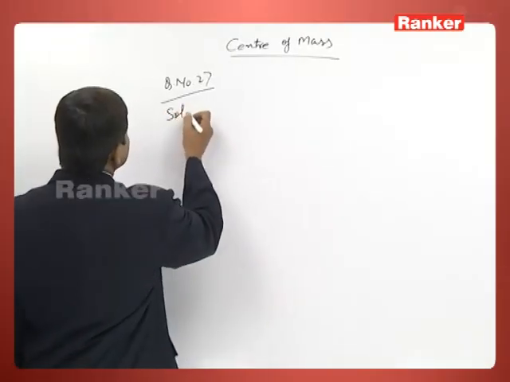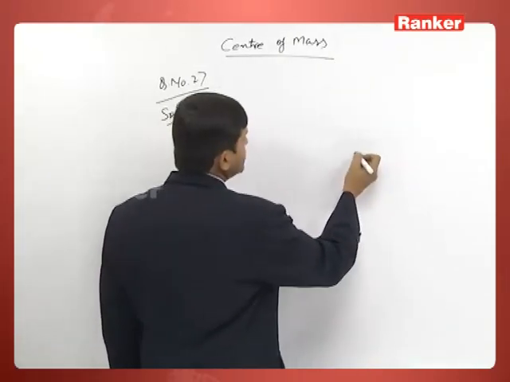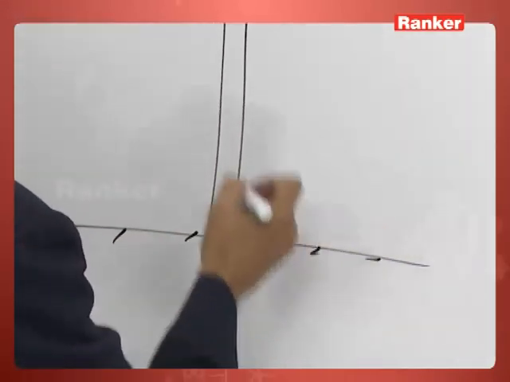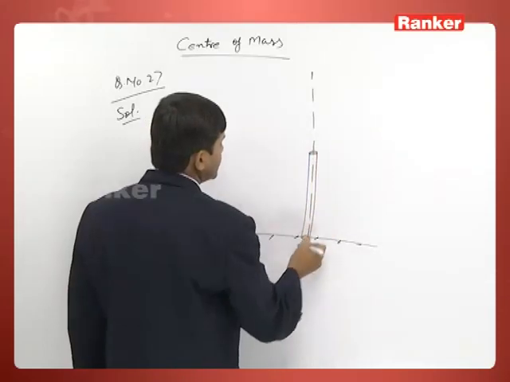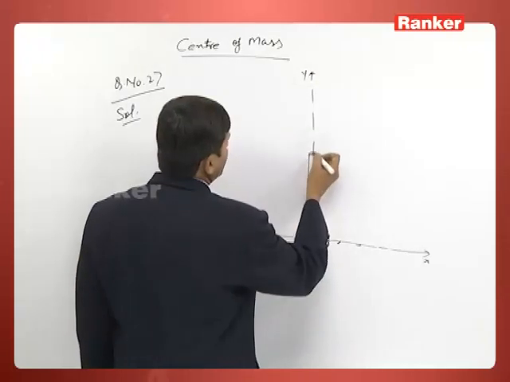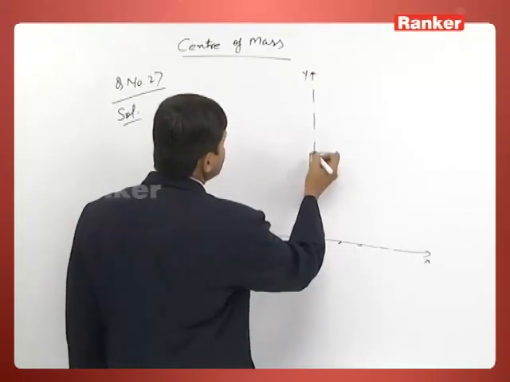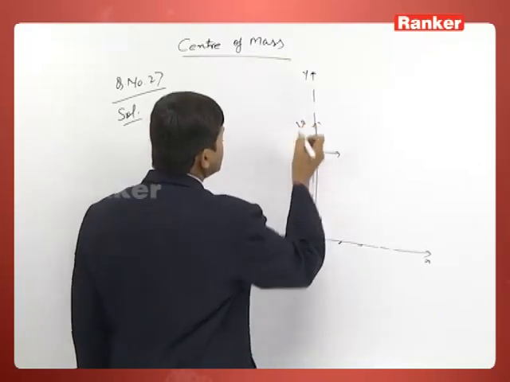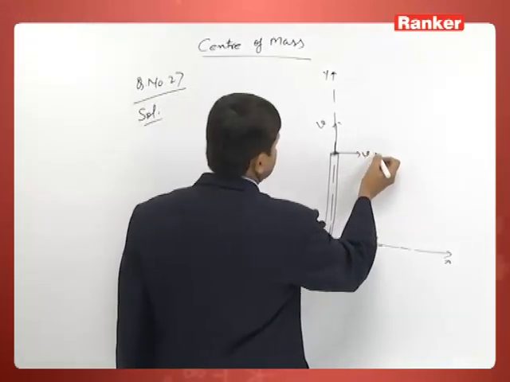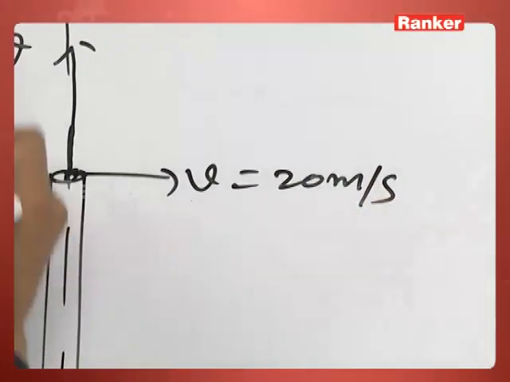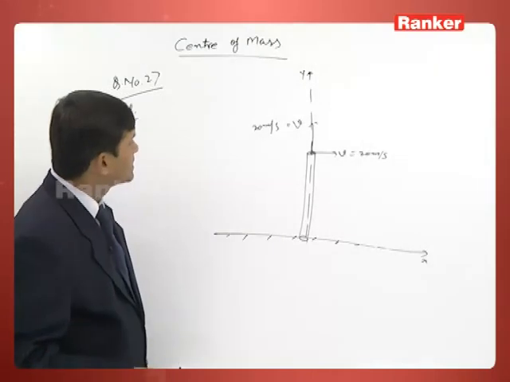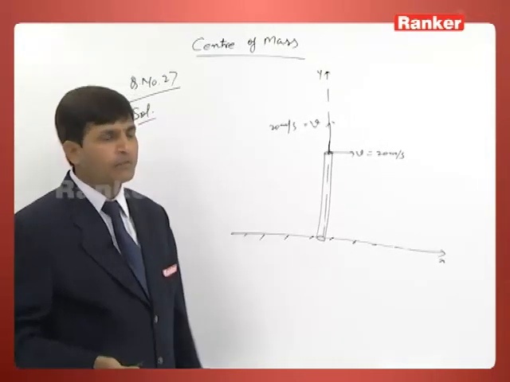Now see how to solve this problem. The question is given like this: this is a tower of height 20 meter. Let our coordinate system be this, x and y. One particle is projected horizontally, and the other is projected vertically, with the same speed of 20 meter per second. Now they are asking about the acceleration of the center of mass.